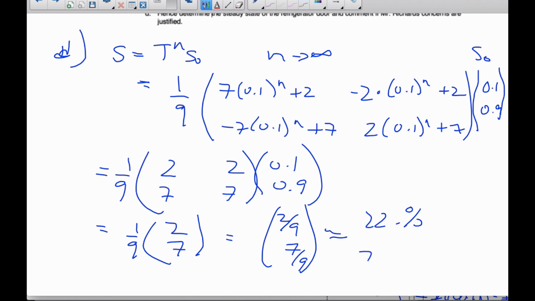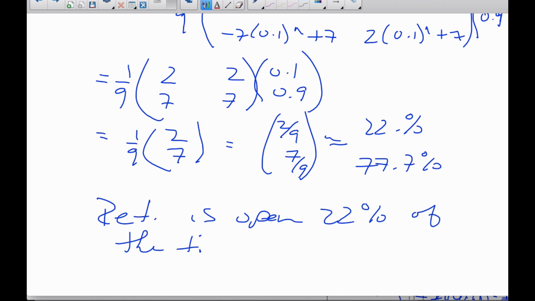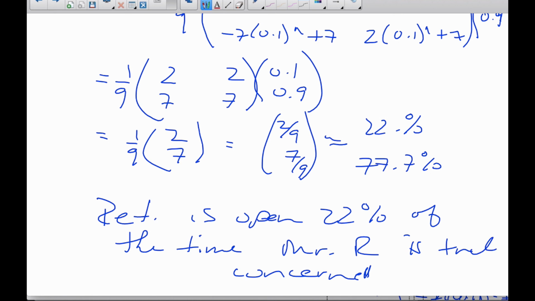22.2% and 77.7%. And so is Mr. Richards' claim justified? He should be worried. The refrigerator door is open, the fridge is open over the long haul 22% of the time. So Mr. Richards should be truly concerned and justified.